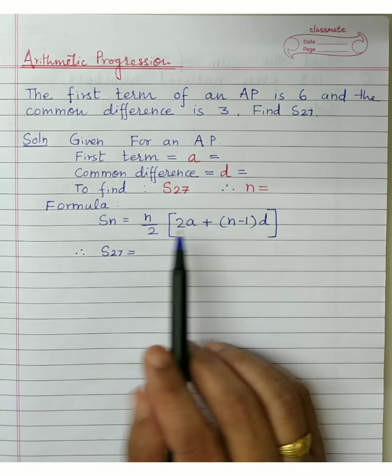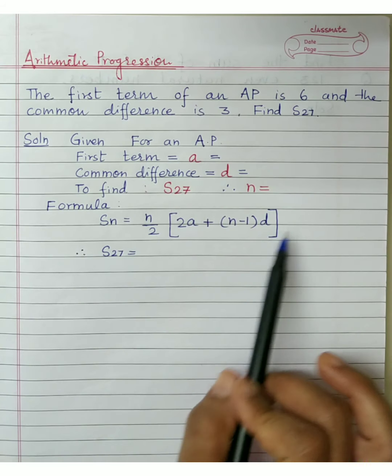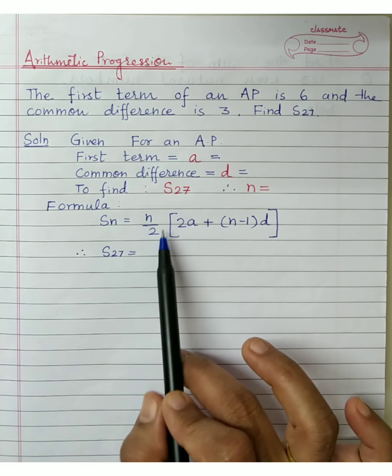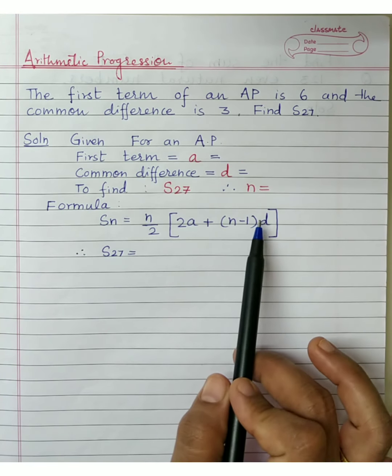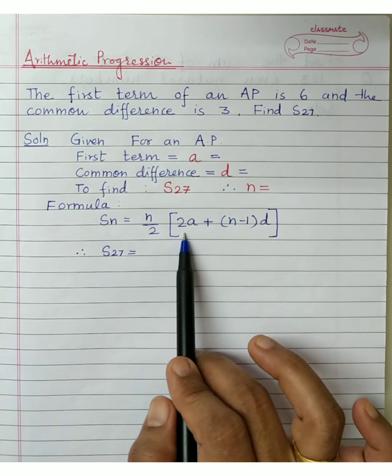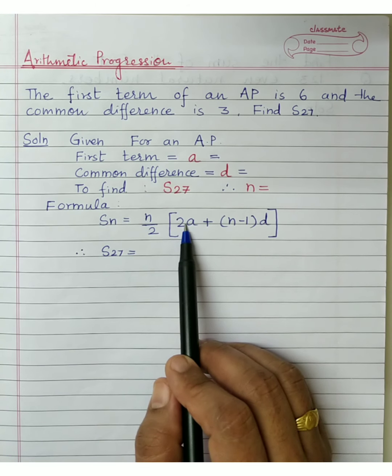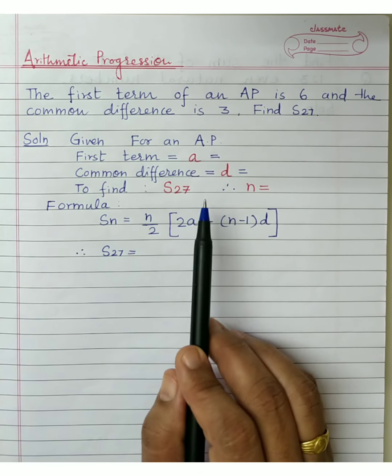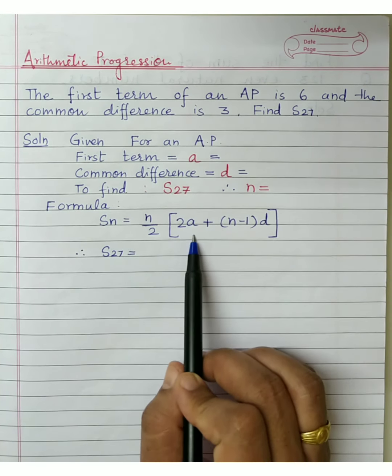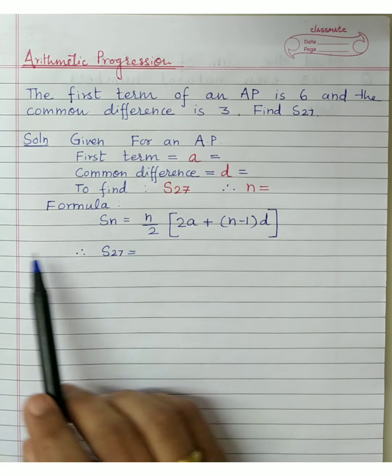And you also know the other formula for that. Instead of this, you can also use the formula n by 2 times first term plus last term, that is a plus tn, right? So that depends on the question, what information is given to us and which formula is to be used. So see the first question.